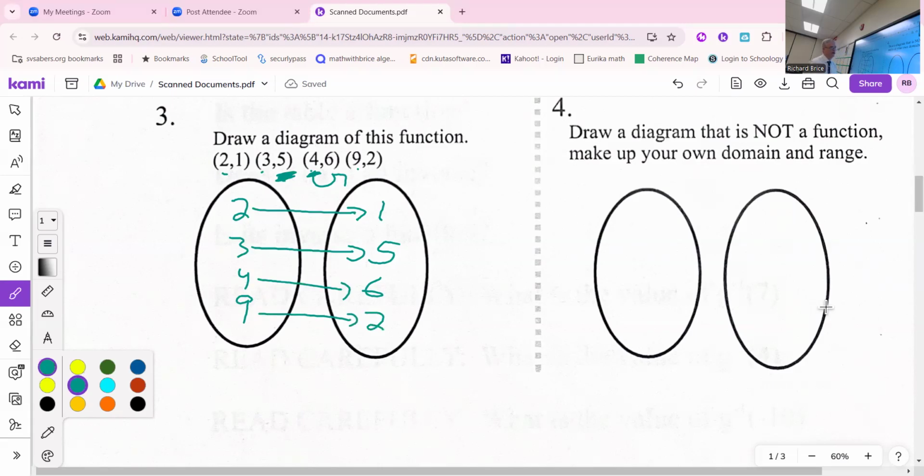Okay. Make up your own diagram that's not a function. There's an easy one. Hey, give me a number. Really? You wanted to pick 17? Okay. 17 goes to 8 and goes to 256, you said? Okay, 256. Every x can only have one y for it to be a function. And it's going to two different y's.